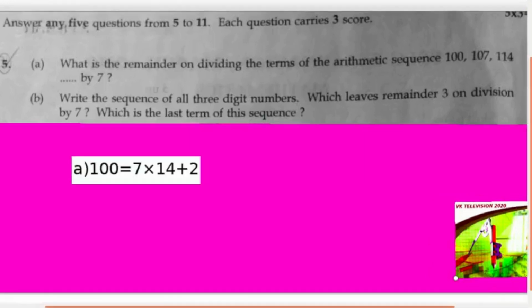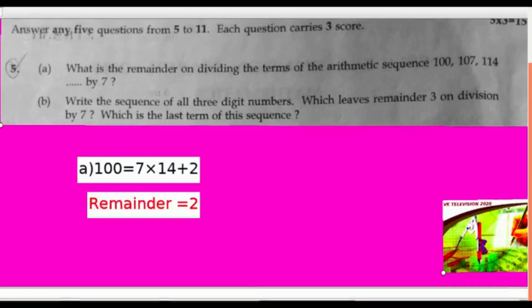100 can be written as 7 into 14 plus 2. That is, we divide 100 by 7, then we obtain remainder is equal to 2. Okay. So, answer of the first one is 2. Remainder is equal to 2. Write the sequence of all 3-digit numbers which leaves remainder 3 on division by 7. Which is the last term of this sequence.